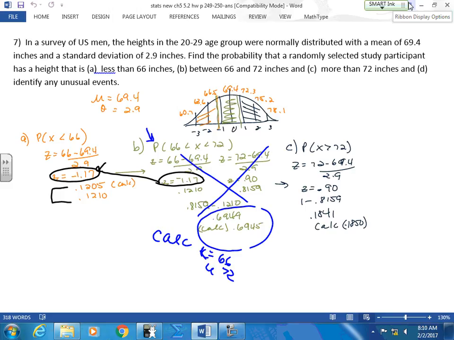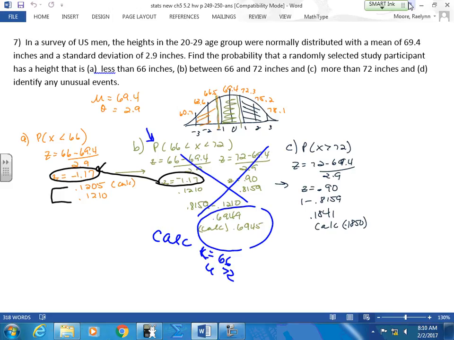It works really nicely. Greater than 72, I can tell by here that my z-score has to be positive. I can also tell that my area is less than 50%. So when I come down here and my area is bigger than 50%, it says subtract from 1. And you can leave your answers with the decimal point.